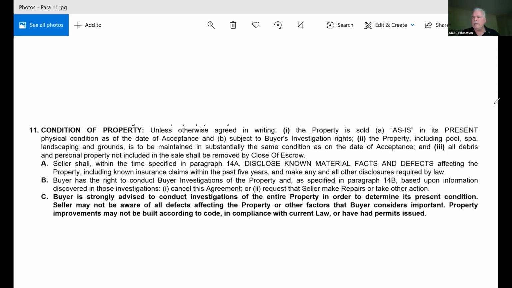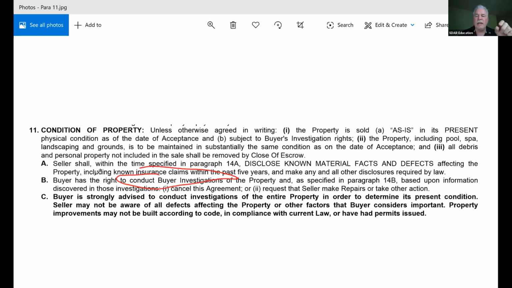Buyer has the right to conduct buyer investigations. So, this is the one that I find interesting, because I see attempts to make a contingency in the contract, usually under paragraph number 7A, 2, and 3, where agents will add things in there because there's stuff that's missing that they just can't figure out where it is, right? Well, here's where it is. It's right here. It's in the contract. It says buyer has the right to conduct investigations of the property, okay? And the law says that.